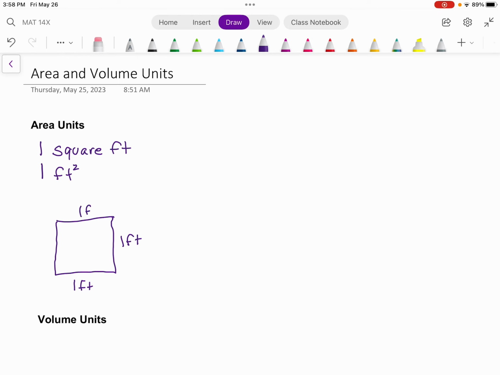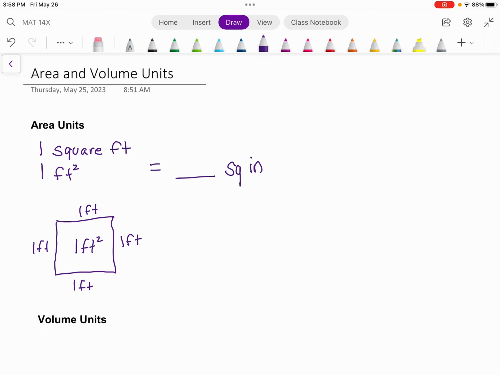Each side of my square is 1 foot, and if I found the area of this figure, it would be 1 times 1, or 1 square foot. Thinking about it like this really helps us when we're dealing with unit conversions. So let's say I want to take square feet and figure out what that measures in square inches. That's my question for today.